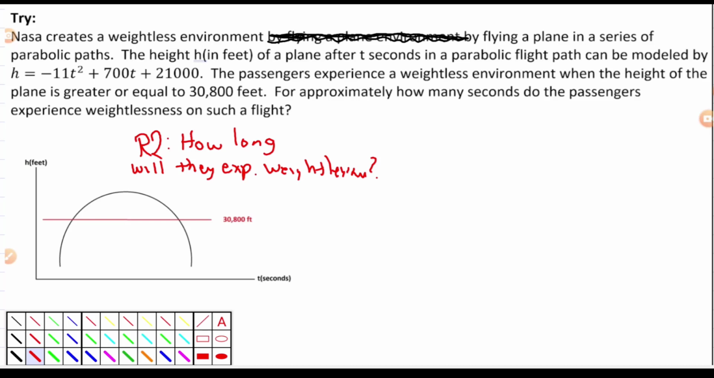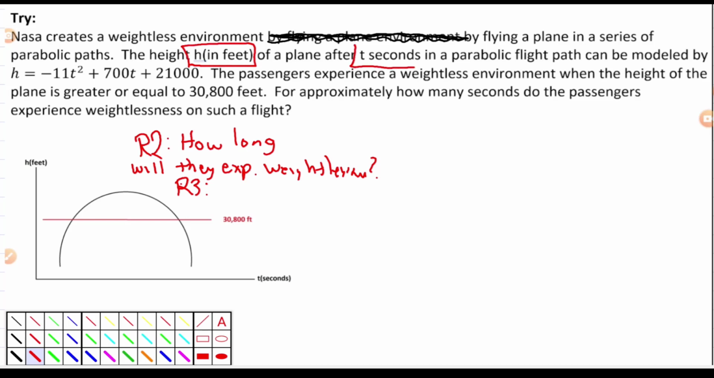And remember, the third read is to figure out what is important information. What is the important information in this problem that I need to know? NASA creates a weightless environment by flying a plane in a series of parabolic paths. Don't really need to know that. Yes, I know it's a parabola, but that's about it. The height is in feet. Okay, so that's important.